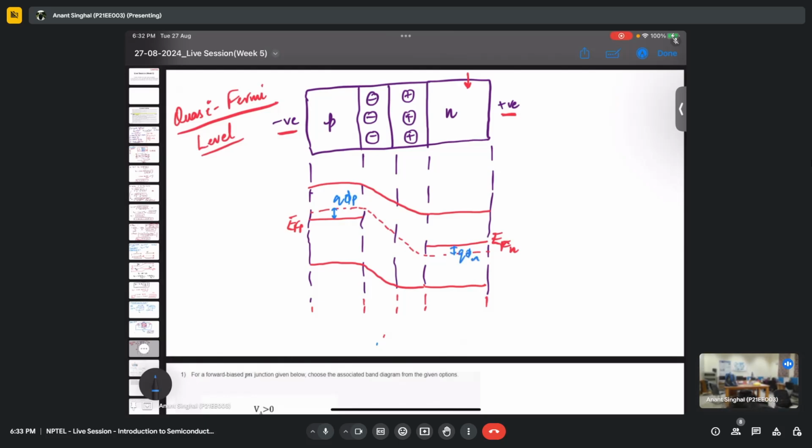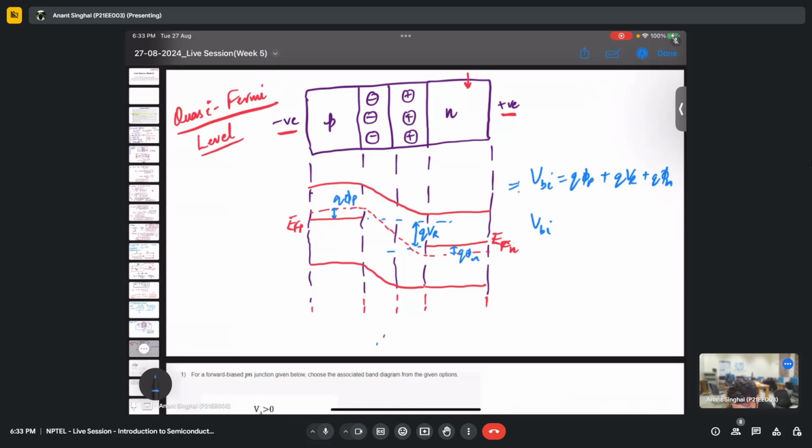And the difference between these two is nothing but the applied reverse bias. So this is nothing but QVR. Now it is very clear that the VBI, sorry, will become equal to Q phi P plus QVR plus Q phi N. This is what we have created due to the application of reverse bias. So VBI will now be on the higher side.